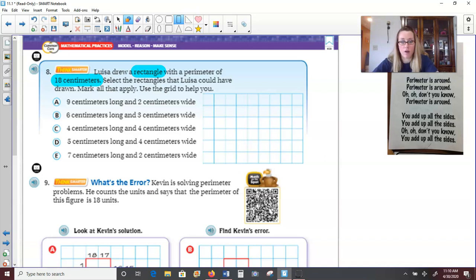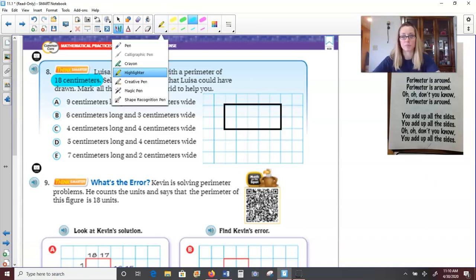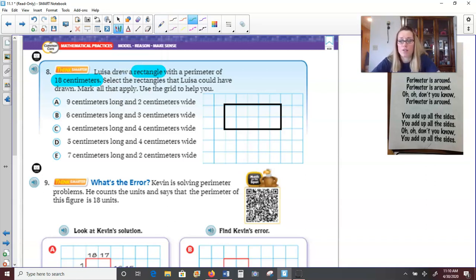So I'm just going to draw a rectangle. It doesn't really match up with the grid or anything. That's not going to matter. But we need to test out some options and see what could work for Louisa. So if it was 9 centimeters long and 2 centimeters wide, what perimeter would that equal? Well, we would do 9 plus 9, which is 18, and 2 plus 2, which is 4, and 18 plus 4 is going to be more than her perimeter. That would equal 22, which is too much. So it can't be letter A.